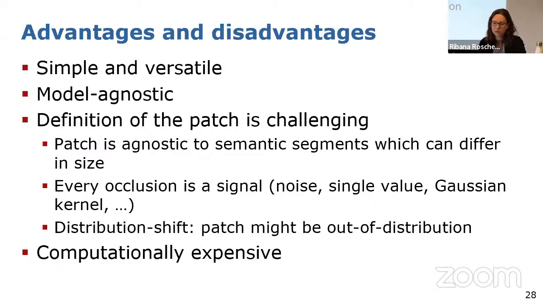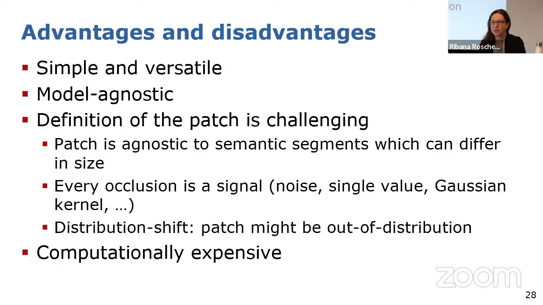However, the definition of the patch is challenging. First of all, the patch is agnostic, so semantic segments can differ in size. For the whale fluke, imagine you have the shape, or you have some specific scars and so on. But these are different in size. So it's how to choose the patch, the bigger or smaller one. What you normally do is you choose different sizes and then you combine them, or you have several outputs in the end.